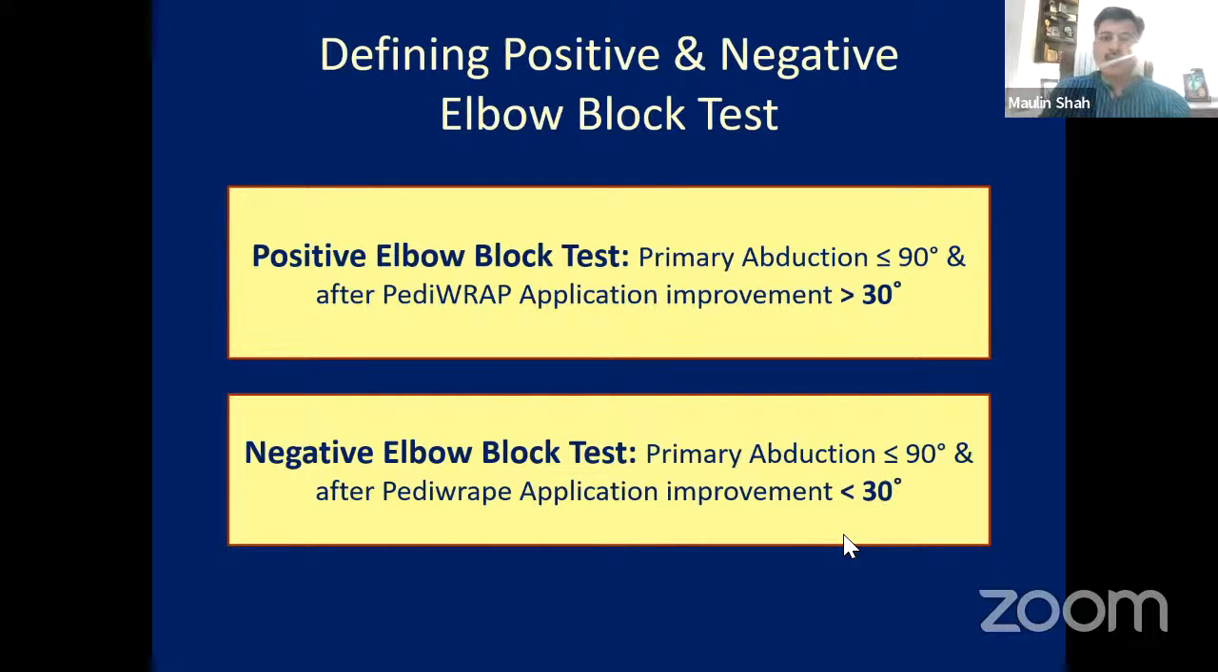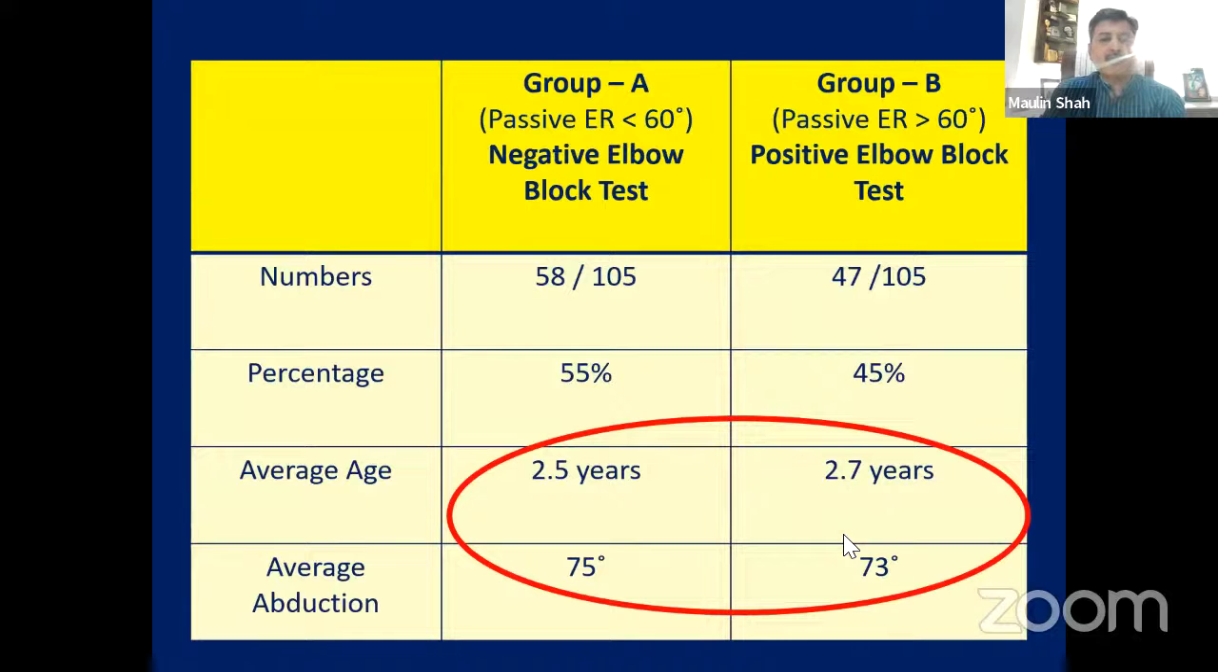And now we studied all the patients in the positive and negative elbow block test cohorts. So we tried to find out what the patient characteristics were when their elbow block test is positive and how they are different from the negative elbow block test patient cohort. We had around 58 patients with negative tests and 47 with positive tests. The age and the average pre-test abduction was matching. So both these groups were matching in this regard.